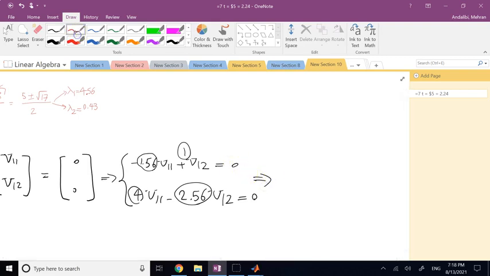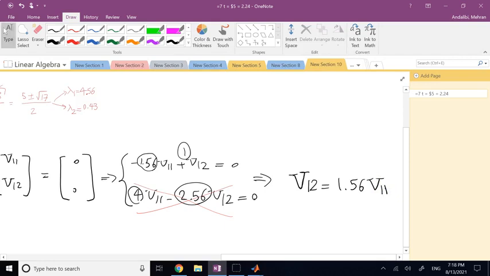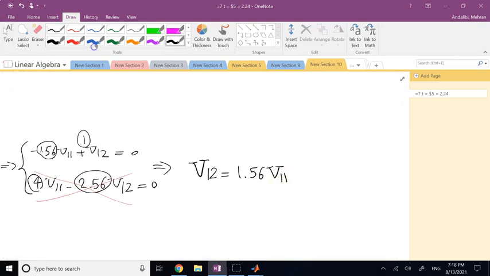Whichever one I use, I can only use one of them, because the second one is the same as the first one. So if I use the top one, that gives me a ratio. It says V12 is equal to 1.56 times V11. That's all it gives me. Did it give me the answer for both of the V components? No, it only gave me a ratio. So what kind of vector is this vector? Well, it does not matter what number I choose for one of them. First of all, as I told you, there will be infinitely many answers.